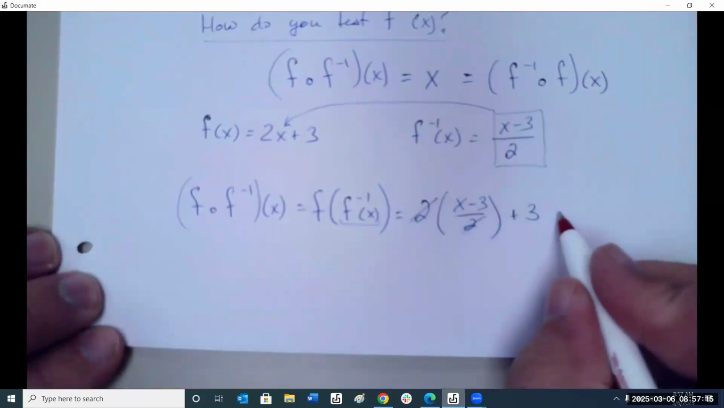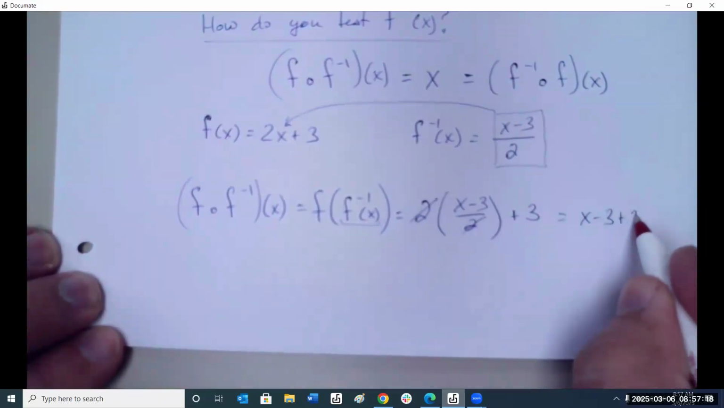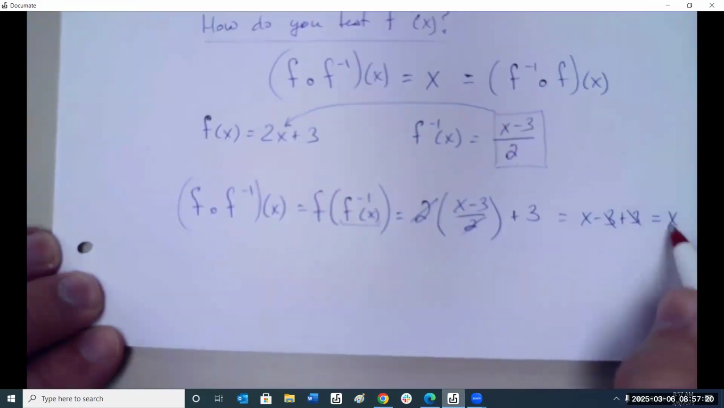The 2's cancel. X minus 3 plus 3. The 3's cancel. It equals x. Check.